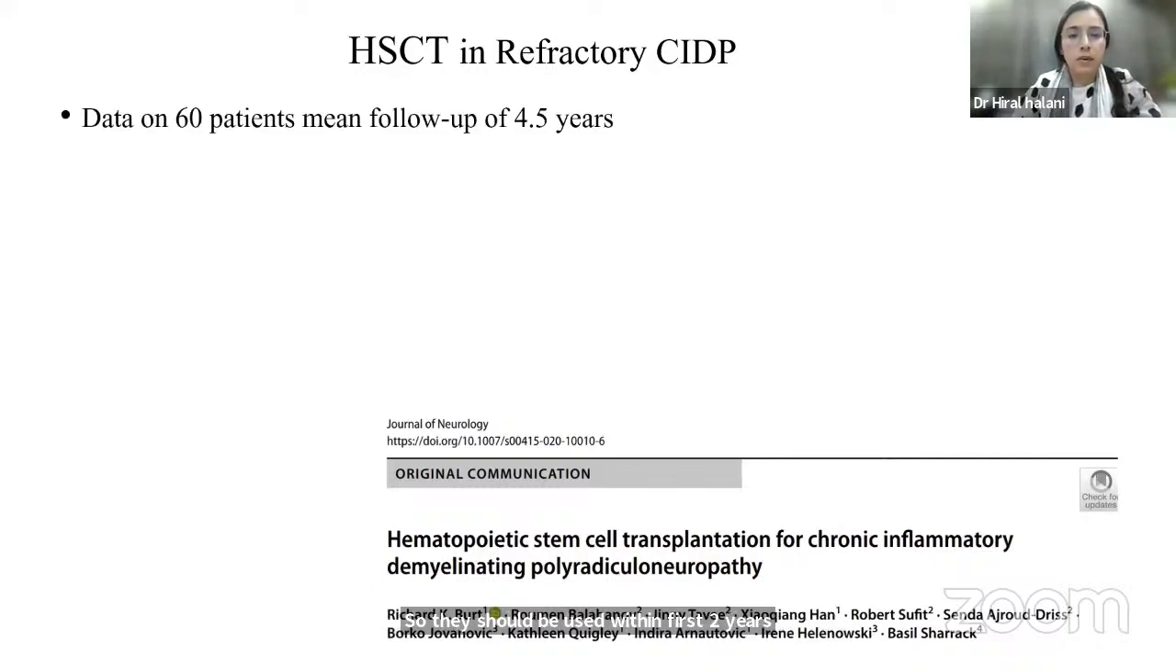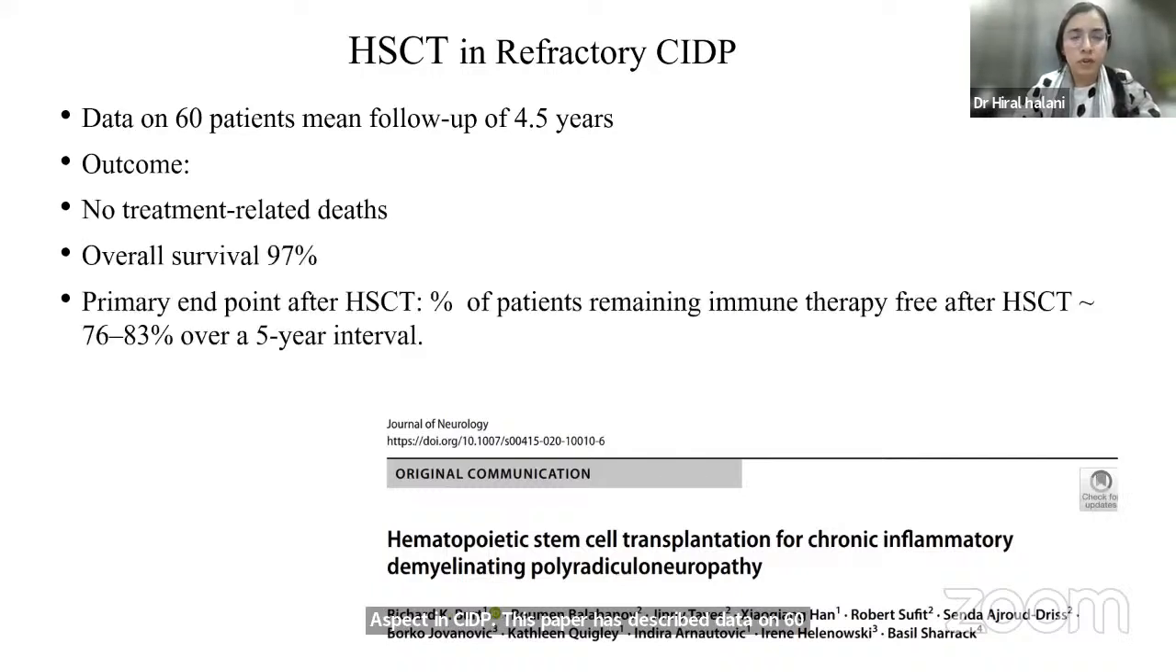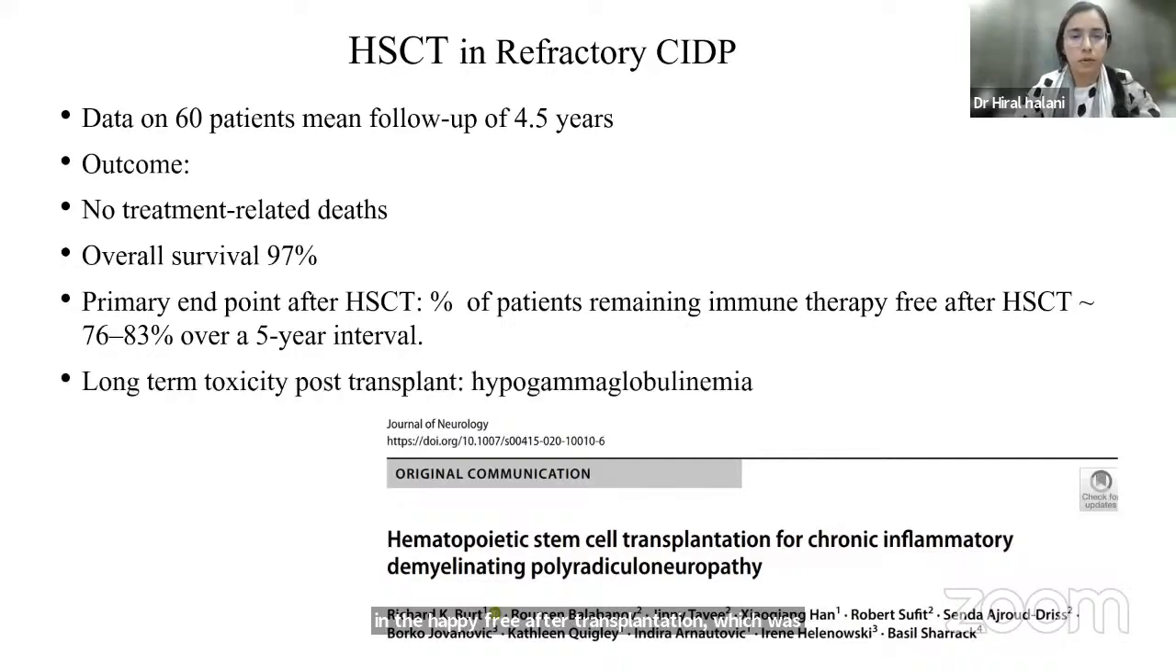The next one is hematopoietic stem cell transplantation. Now, again, this is a very nascent and evolving aspect in CIDP. This paper has described data on 60 patients with follow-up of 5 years, and they have reported good survival, and they have achieved their endpoint, which was the percentage of patients remaining immune therapy free after transplantation, which was about 70 to 80%, which is quite a good number.